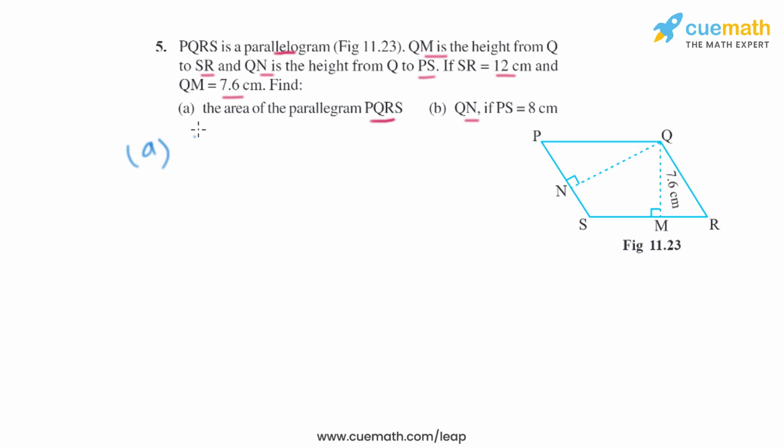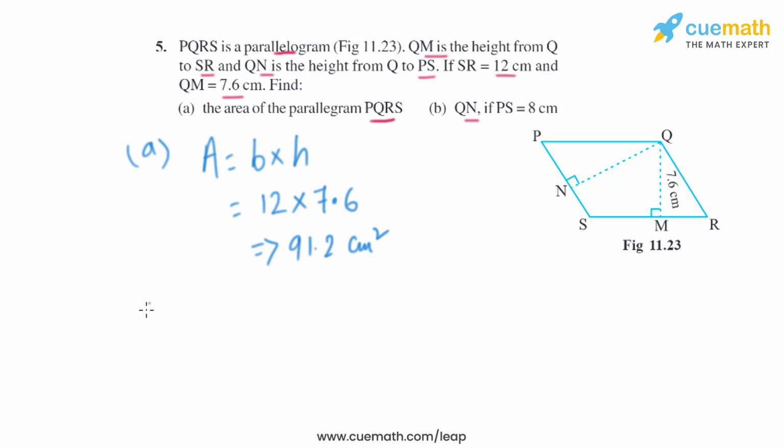In the first part, we have to find the area of the parallelogram PQRS. And we know that the formula to find the area is basically base into height. So base is given, that is SR. SR is 12 centimeter and height is given, that is QM, which is 7.6 centimeter. So when we multiply it, we will get the area as 91.2 square centimeter. So that will be the area of the parallelogram PQRS.